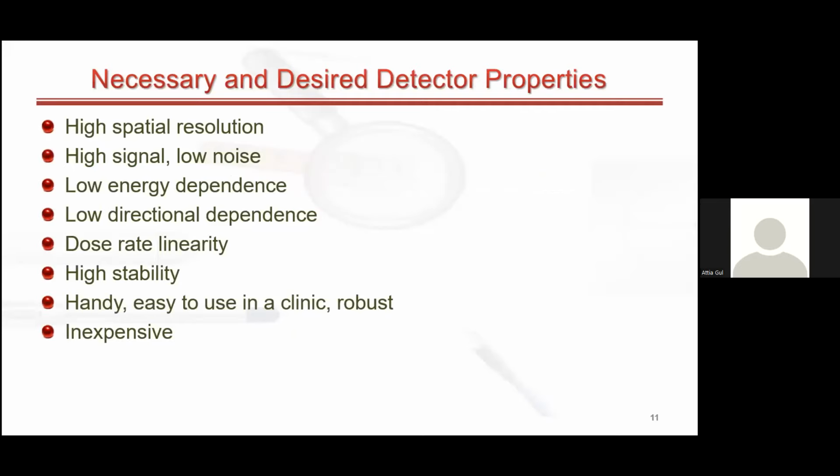So what could be the necessary and desired detector properties, in general for all field sizes and especially for small fields? Our detector should have high spatial resolution and high signal to noise ratio. It should not be energy dependent, and should have the lowest directional dependence. It should show dose rate linearity. It should be stable, handy, and easy to use in the clinic. And last but not least, it should be inexpensive, especially for low budget departments.